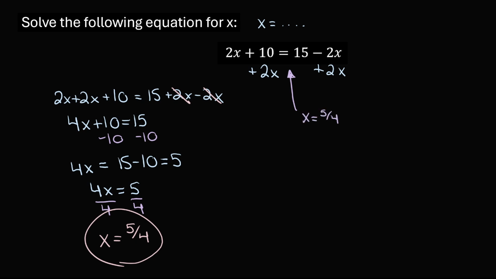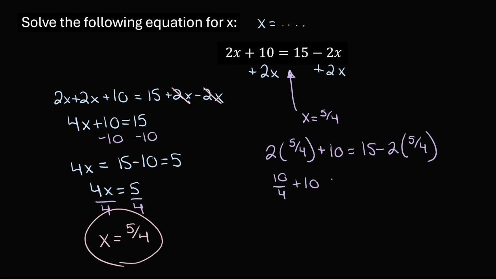This is always a good thing to check as well. 2 times 5 divided by 4 plus 10 is equal to 15 minus 2 times 5 divided by 4. So let's combine like terms, or at least multiply the 2 times the fractions on both sides, where we're going to get 10 divided by 4 plus 10 is equal to 15 minus 10 divided by 4.